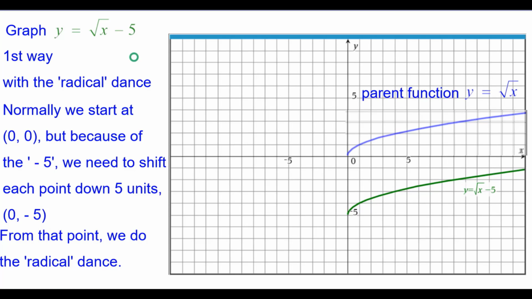Here's the parent function, y equals the square root of x, and you can see they are identical except for position. Notice from the blue to the green, it's down 5 at several different points. The whole curve is dropped down 5 units. In fact, I could even grab the parent function and shift it down 5 units, and they match pretty much perfectly.